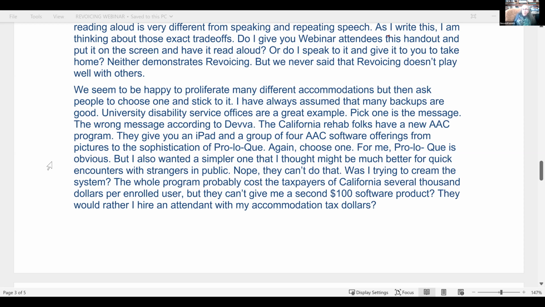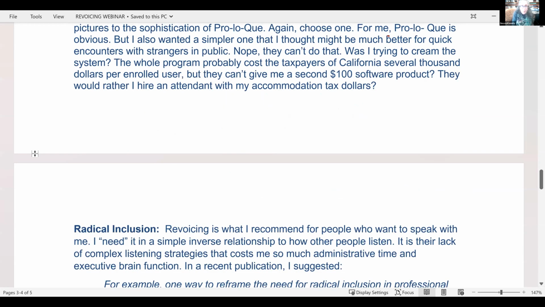Was I trying to cream this system? The whole program probably cost the taxpayers of California several $1,000s per enrolled user, but they can't give me a second $100 software product? They would rather I hire an attendant with my accommodation tax dollars. Radical inclusion.